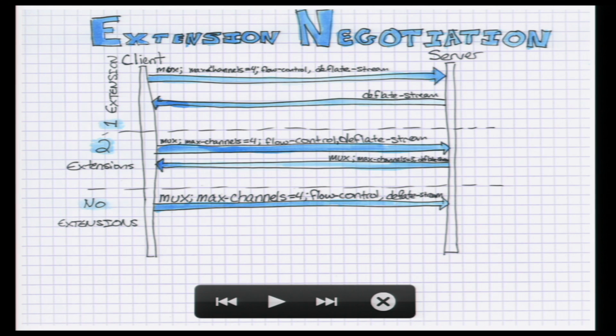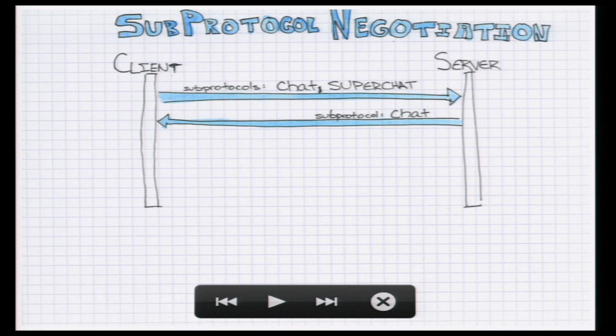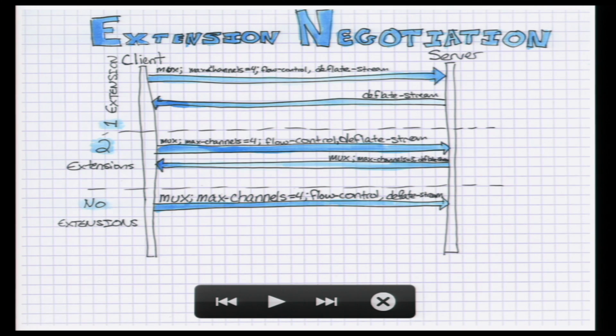If your server is like, I don't understand what extensions are, I'm just going to ignore it, then you just don't return that header. You don't have to use extensions. The client is just offering them. These are basically the same setup between the subprotocol and the extension negotiation. The main difference is that extensions have more properties and you can use more of them.